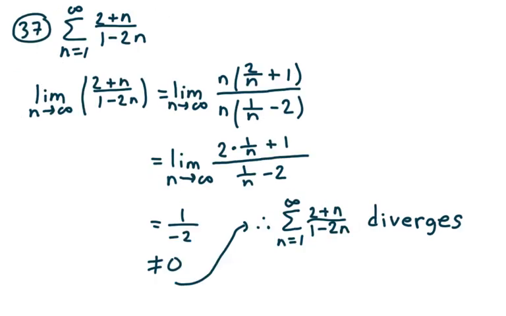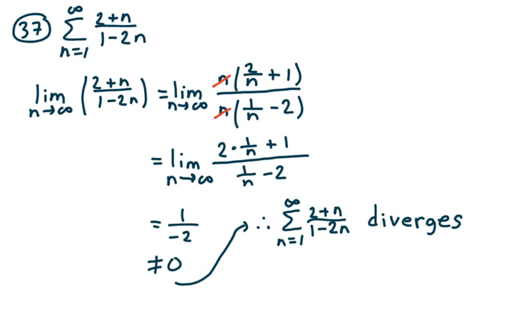Now, let's take a look at 37. Suppose we have the summation from n equal 1 to infinity of 2 plus n over 1 minus 2n. Now, what I'm going to do is look at the limit as n goes to infinity of 2 plus n over 1 minus 2n. Well, this is equal to the limit as n goes to infinity of n times 2 over n plus 1 divided by n times 1 over n minus 2. So notice I just factor out an n from the numerator and an n from the denominator.